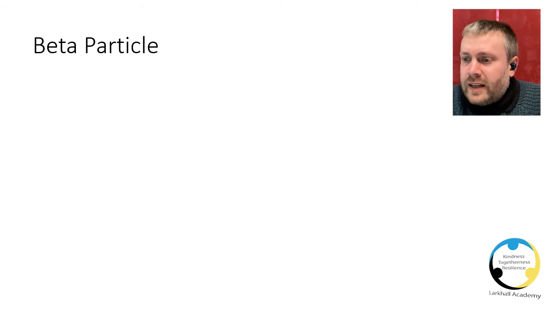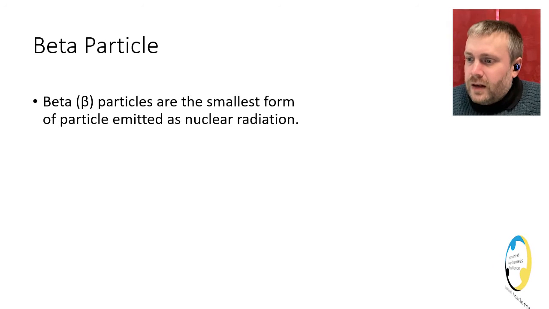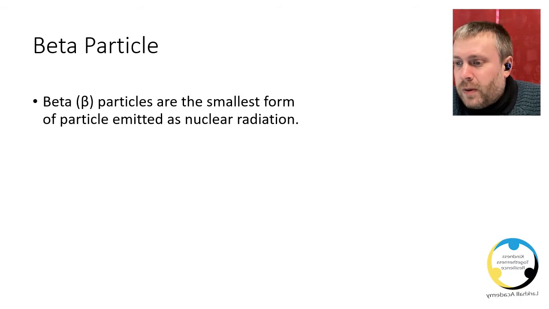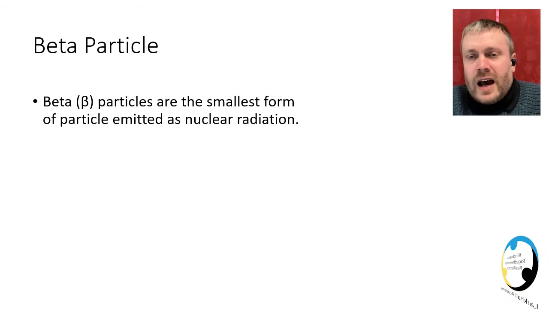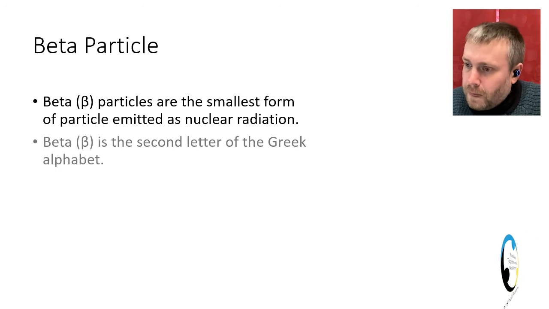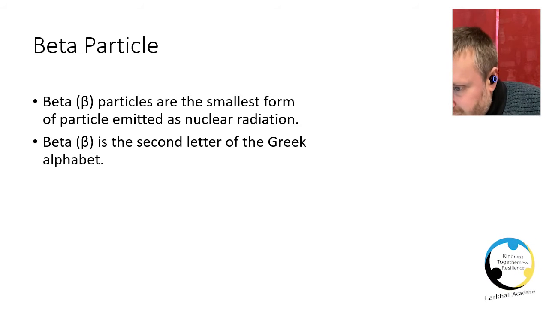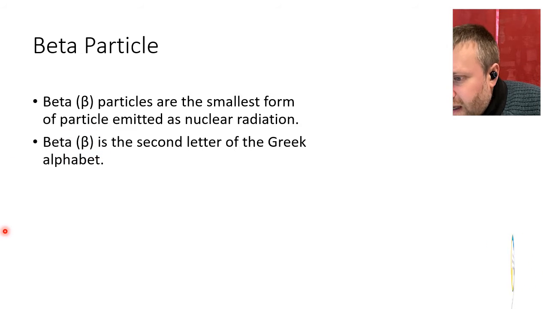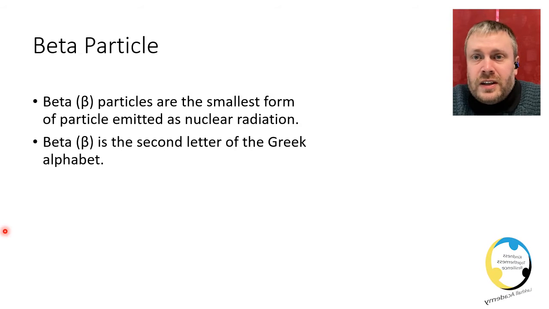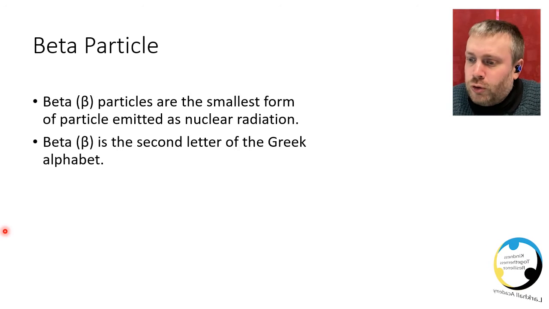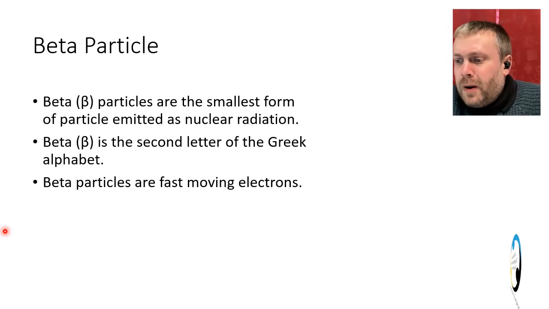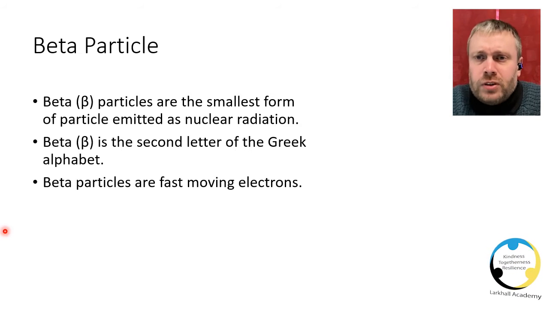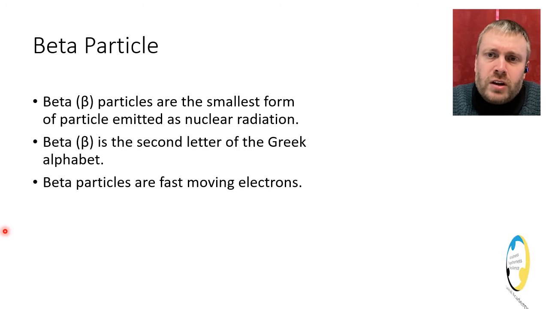Second of our particles is the beta particle. The beta particle is the smallest of the particles that are emitted as nuclear radiation. The letter beta, represented by this funny B here, is the second letter of the Greek alphabet. And you probably see a theme going on here. Beta particles are basically just fast-moving electrons, but they're emitted. It's important to know that they're emitted from the nucleus of the atom.